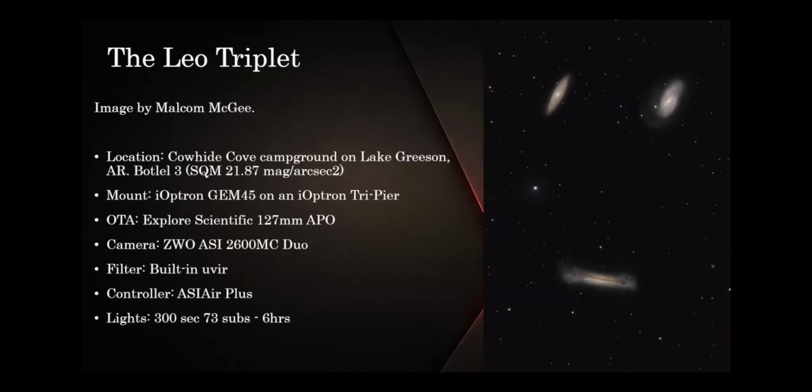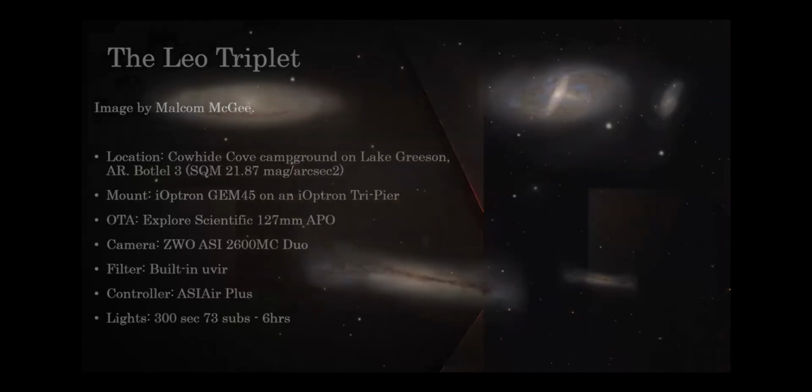While we are seeing this image, the Leo triplet consists of M65, M66, and NGC 3628. It's about 35 million light years away. These are entire galaxies containing billions of stars. They are gravitationally interacting with each other, and you can see M66 shows a sign of distortion from these interactions.